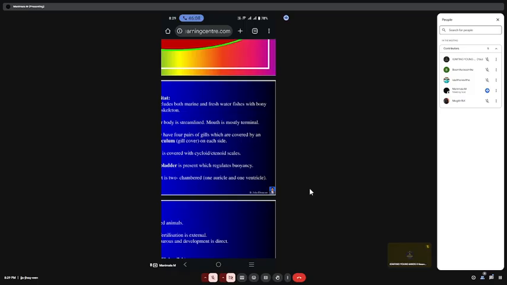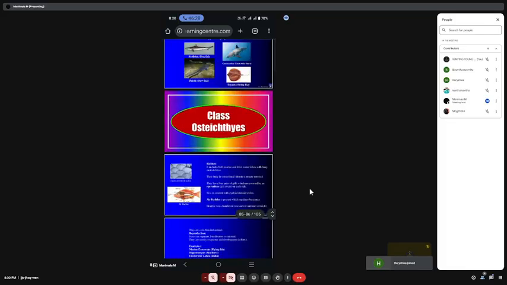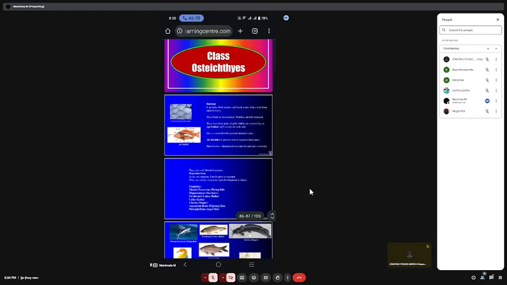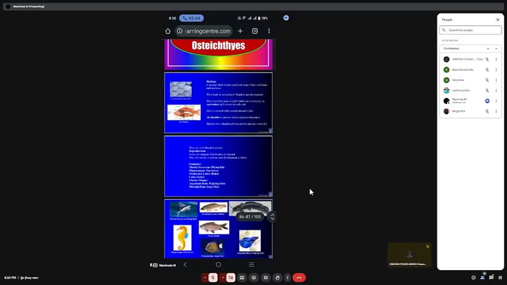So cyclostomata, we know, are circle-mouth organisms. And chondrichthyes means cartilage fish. Okay, and the next one is osteichthyes. Osteichthyes is almost similar to this organism only.